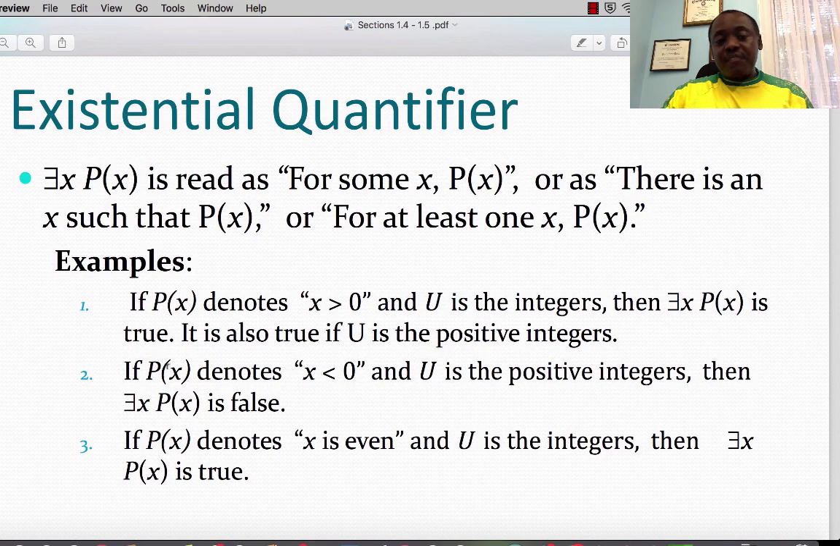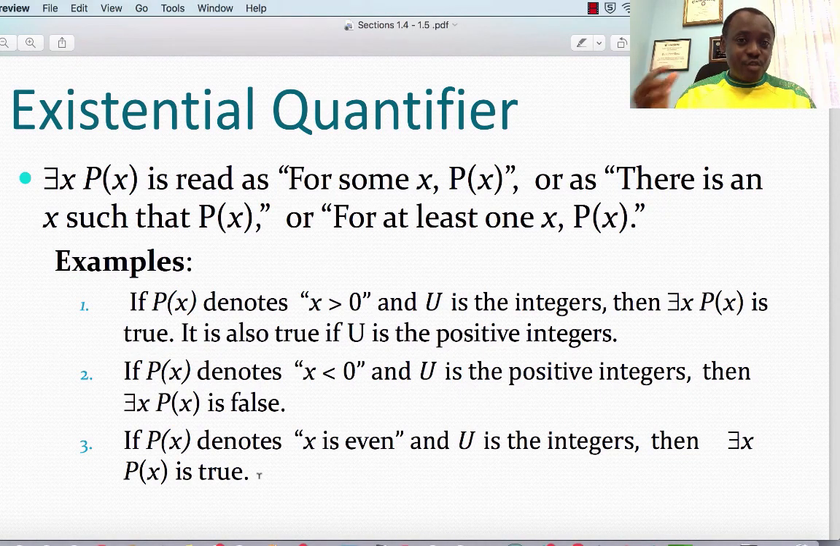Now, if I redefine P of X as X less than 0 and U, my domain, is the set of positive integers, there exists X, P of X is false because there is no positive integer that is less than 0. Thirdly, if P of X denotes X is even and U is the set of integers, our domain, then there exists X, P of X is true because 8 is an even number. All I need to do is find one integer that is even.